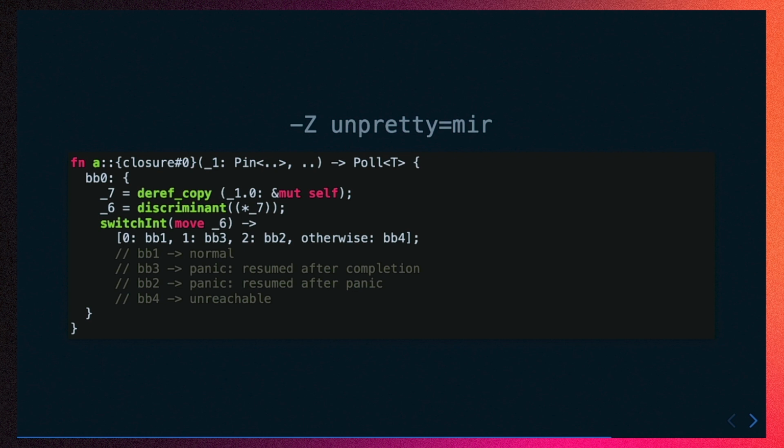And there's a couple of branches. There's the normal branch when you actually want to return data. There is one branch that panics after you poll the future when it's already completed. And there's another branch that panics when the future is poisoned, because futures are poisoned after they experience a panic.